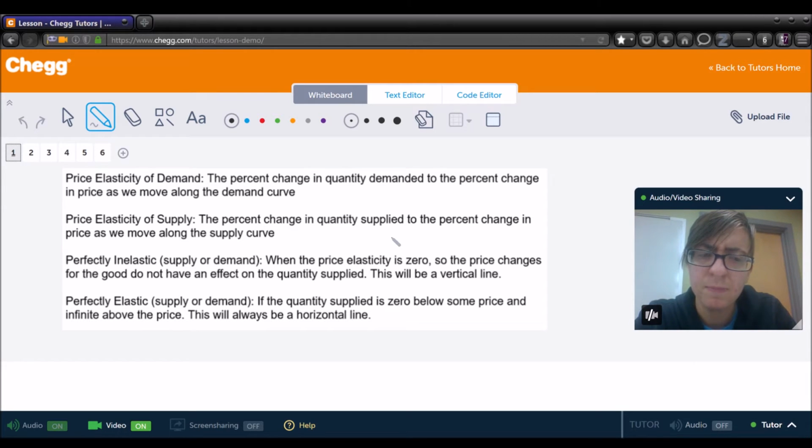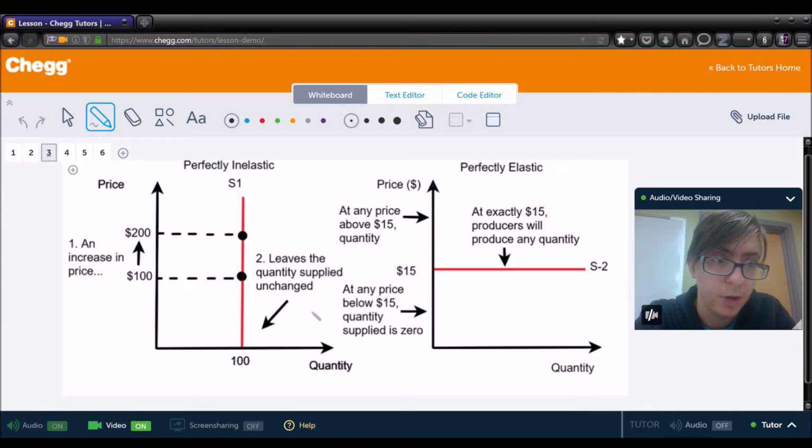So that's great. Okay, what does that mean exactly? That sounds like a bunch of gibberish. So this is what that means visually. So this here is perfectly inelastic. I have it labeled as a supply curve in both cases, but if you have a demand curve that is perfectly elastic or perfectly inelastic, it will look exactly the same and follow these same rules.